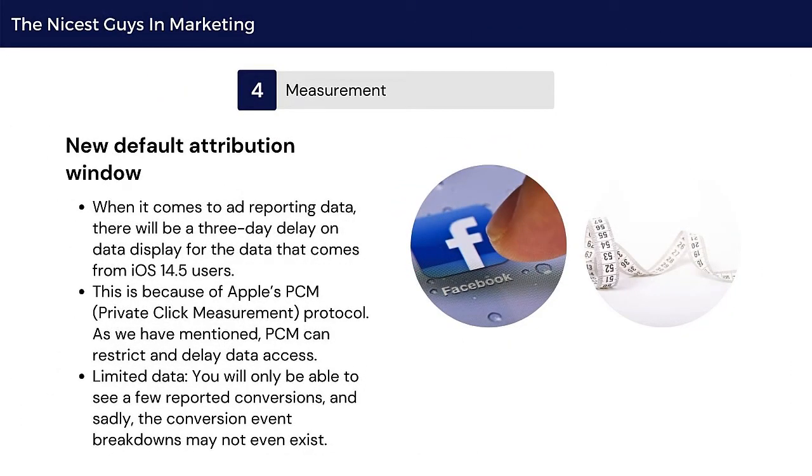So let's turn our attention to measurement, and in particular the new default attribution window. Now, in iOS 14.5, when it comes to ad reporting data, there will be a 3-day delay on data display for the data that comes from iOS 14.5 users. So your daily metrics reporting will no longer work if, of course, you were reporting daily. This is because of Apple's PCM Private Click Measurement Protocol, as we have mentioned before, and this PCM can restrict underlying data access. Now, this limited data means that you will only be able to see a few reported conversions, and sadly the conversion event breakdowns may not even exist at all.